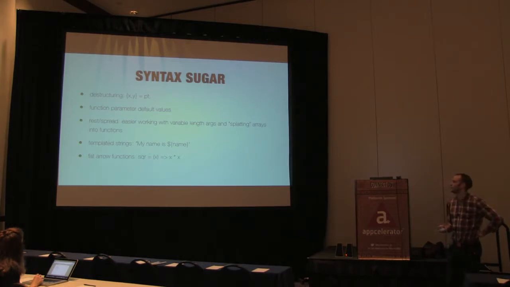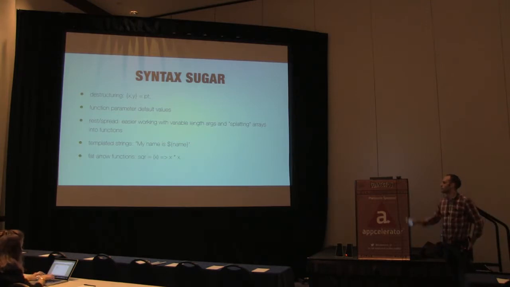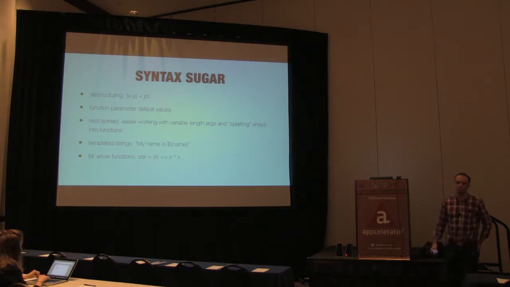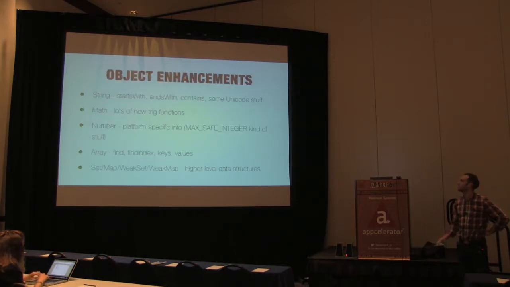Templated strings, this stuff's great. I use this in CoffeeScript all the time. It makes your code much more readable. Not all of this quote, space, plus, space, quote, period. You can get rid of all that stuff and have these really nice templated strings. And then fat arrow functions are a way to reason about what this is, the this keyword, in various different contexts. It makes it a little bit easier when dealing with callbacks, where you get lost, like where am I, what is this? I'll talk about some of these later.